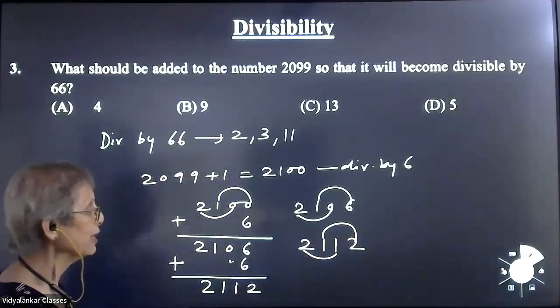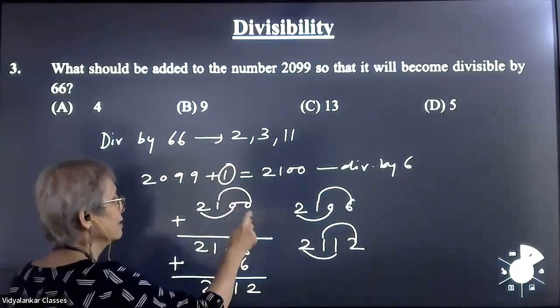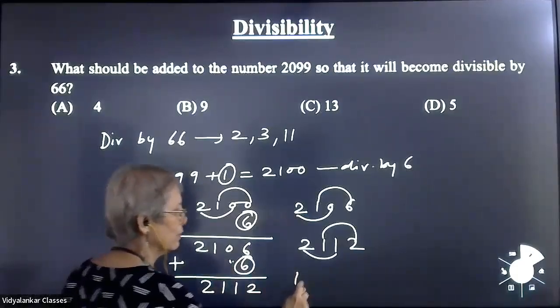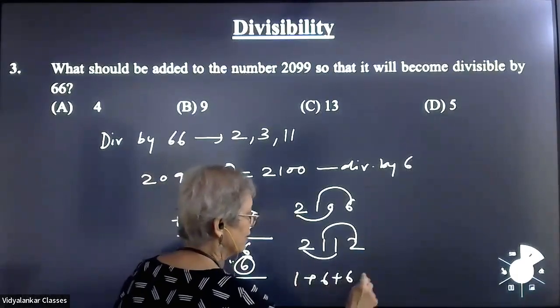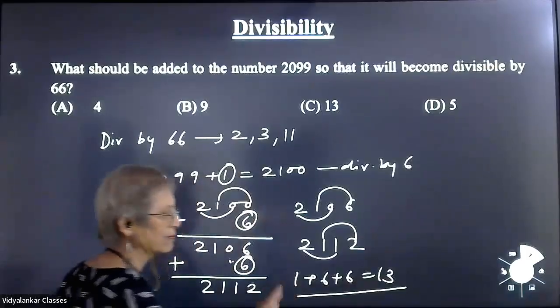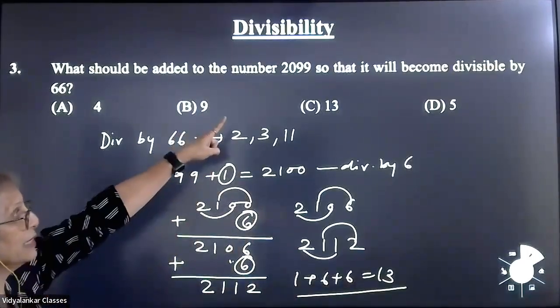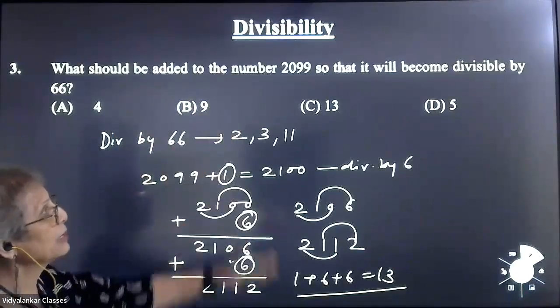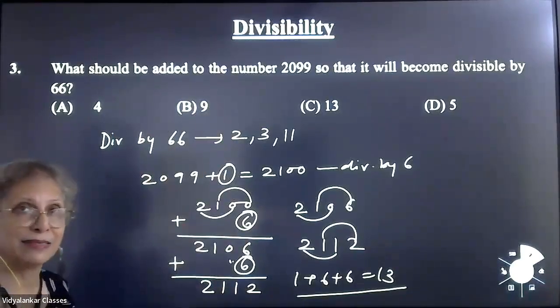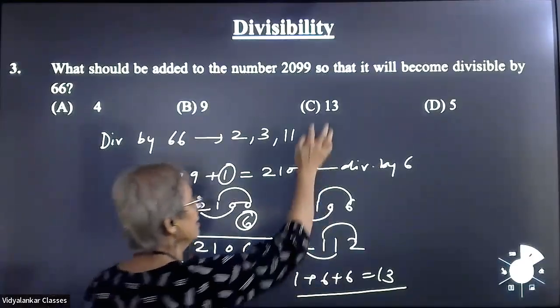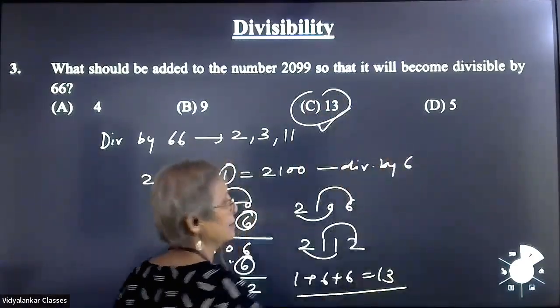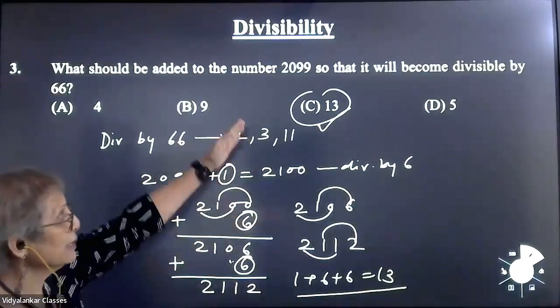So far, how much have we added? We have added 1, 6, 6. So 1 plus 6 plus 6, we have added 13. So if you add 13 to this number, then the number is completely divisible by 66. So what is our answer? C, 13. Okay.